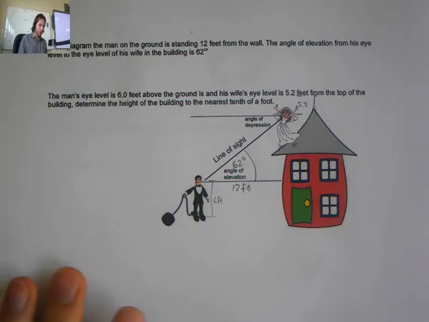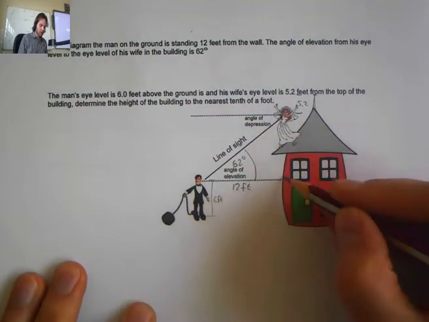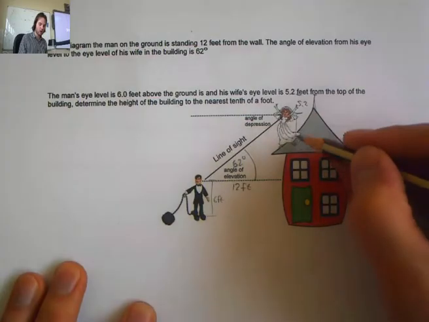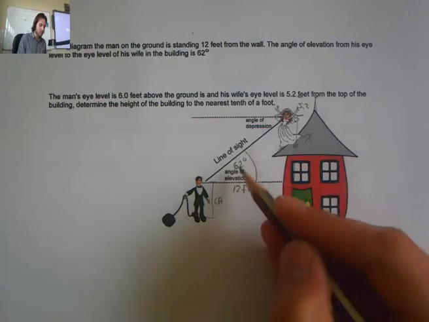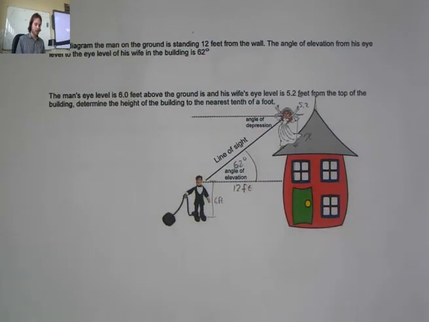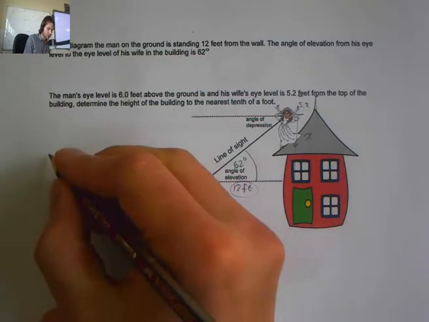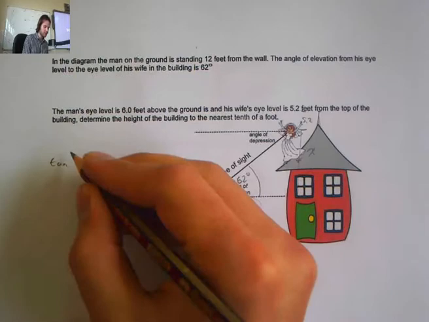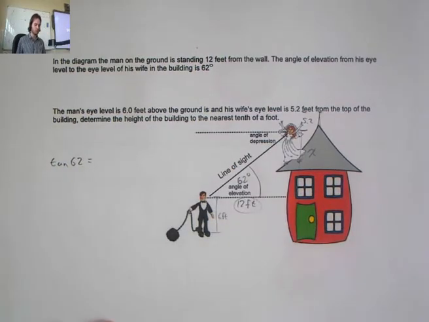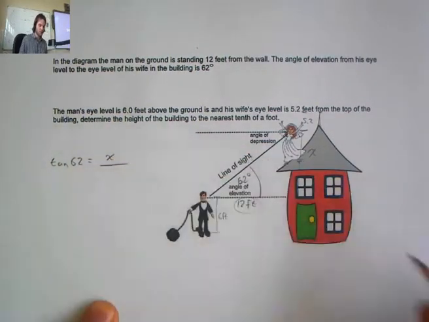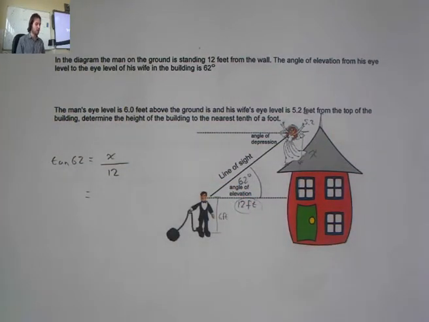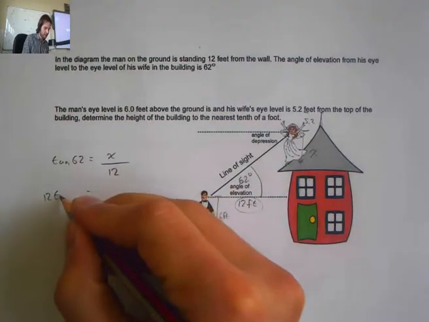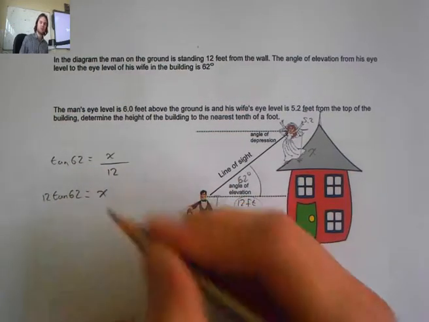Okay. So first, let's figure out how far it is from the man's eyes to her eyes. We want to find out this here. We want to call this x, and this is going to be the opposite of 62 degrees. Okay, and we know the adjacent is 12. So once again, adjacent opposite, we're going to be using tan. So I know tan 62 is equal to my opposite, which is x, all over 12. All right? I continue this. I'm going to get 12 tan 62 is equal to x.